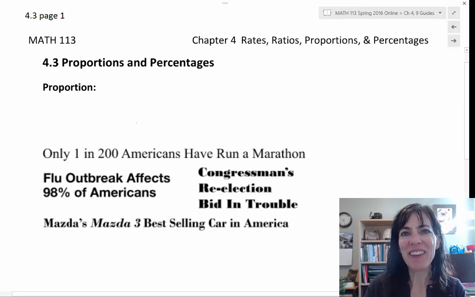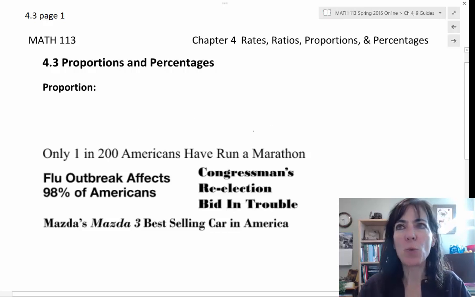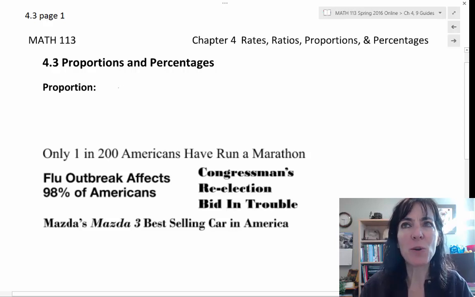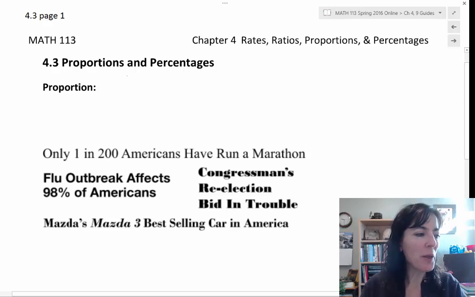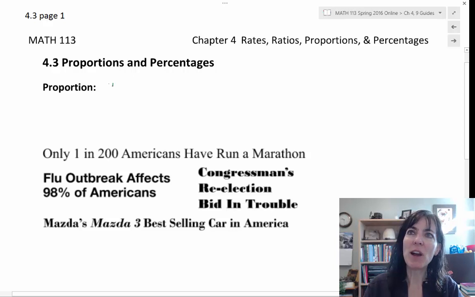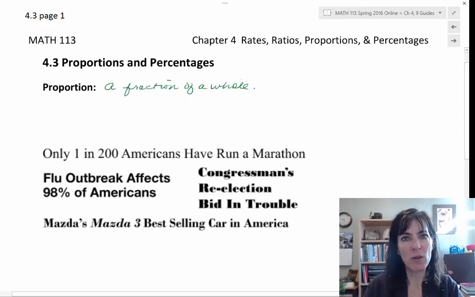Welcome back to math. Let's look at proportions and percentages today. First thing is we'd like to know what a proportion is, and we've done some things with proportions, so I just want to remind you that a proportion is a fraction of a whole or a part of a whole. So you can say like 1 out of 200 Americans have run a marathon.